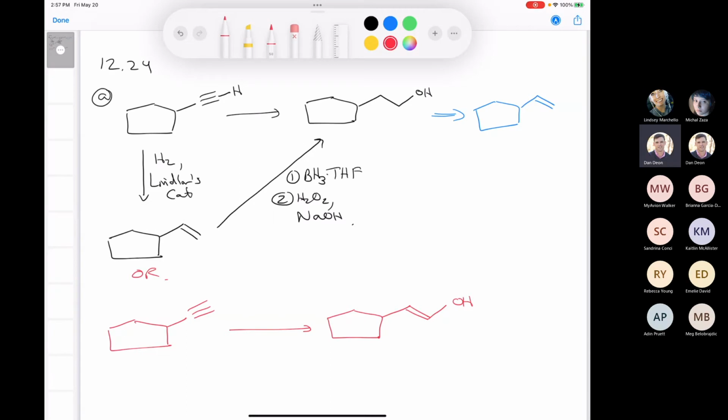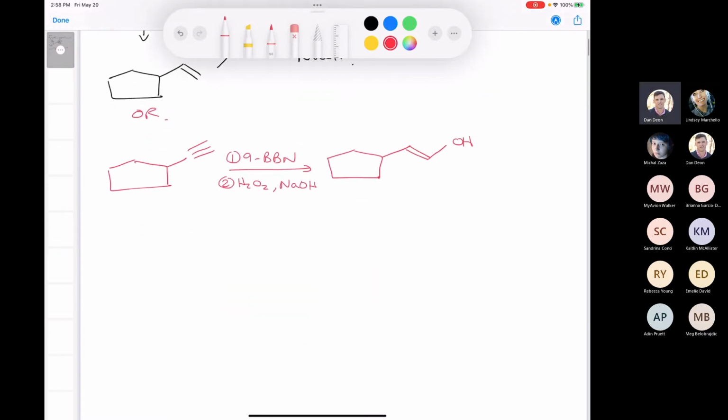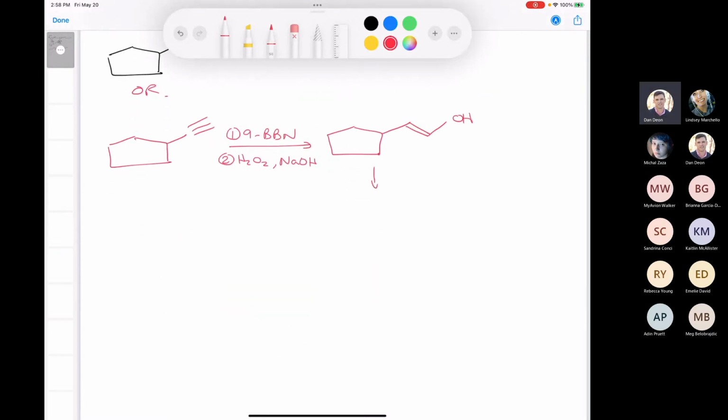Okay. Unsure? Okay, so for this one, you'd want to use a hindered borane, right? Something like 9-BBN. So you would do 9-BBN and then hydrogen peroxide and sodium hydroxide, which would give you this compound. But that compound is going to undergo tautomerization to give you the aldehyde. You end up with this aldehyde like this, okay?